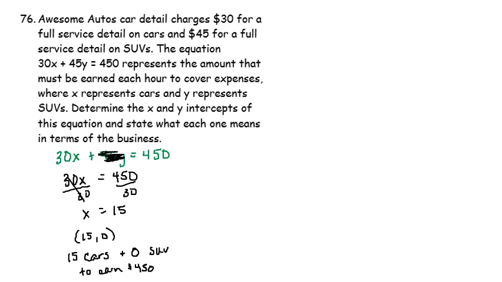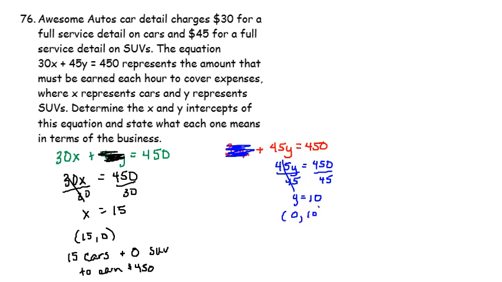Okay, and now let's look at the next one, the y-intercept. So remember, our equation was 30x plus 45y equals 450. To find the y-intercept, we cover up the x, so that's gone, and that leaves us with 45y equals 450. Divide by 45 on both sides, and y is equal to 10. So our y-intercept here is (0, 10).